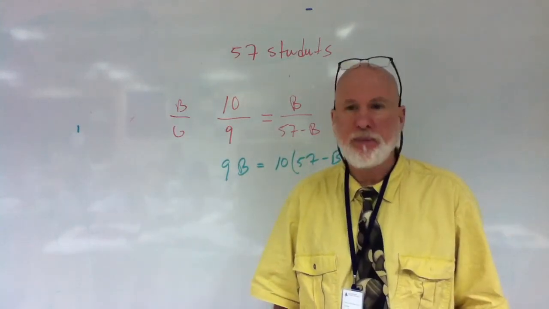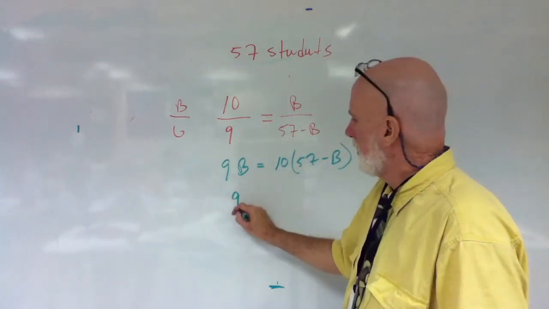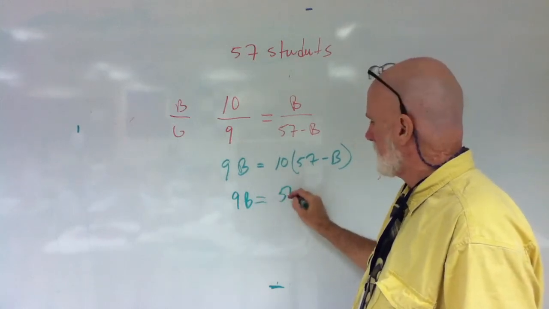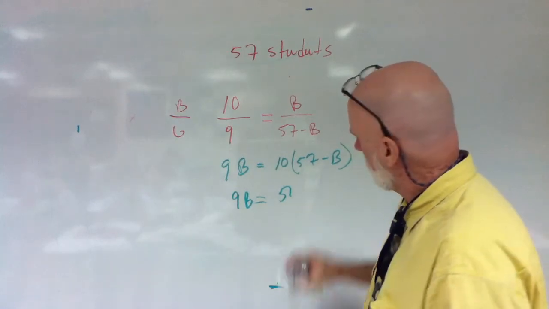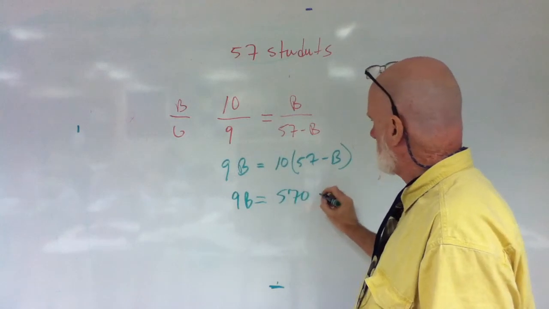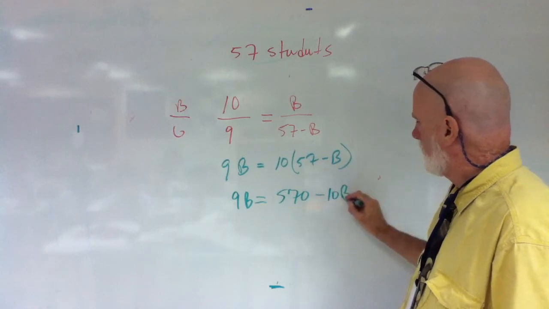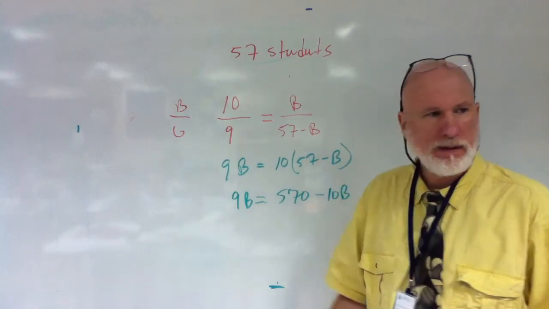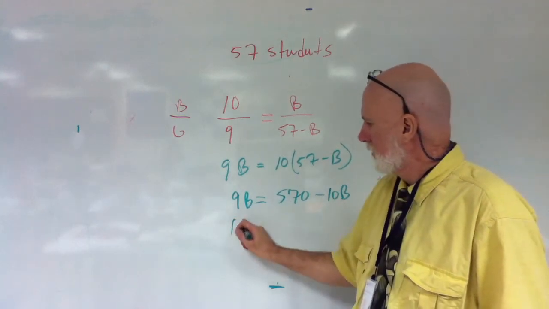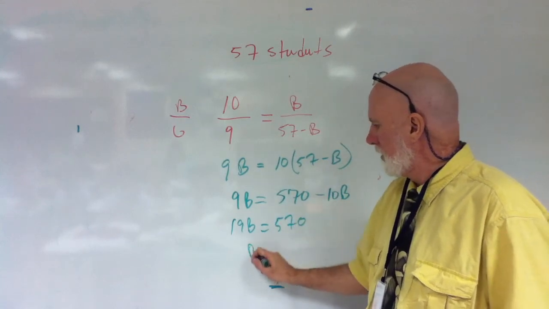Correct? And what property are we going to use here? We're going to use the distributive property. 9B equals 570 minus 10B. Add that to both sides. 19B equals 570. B equals what?